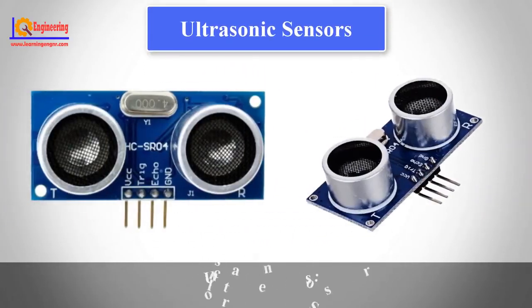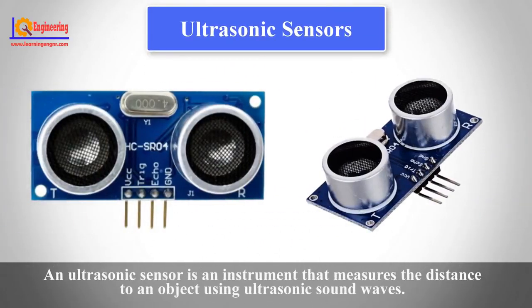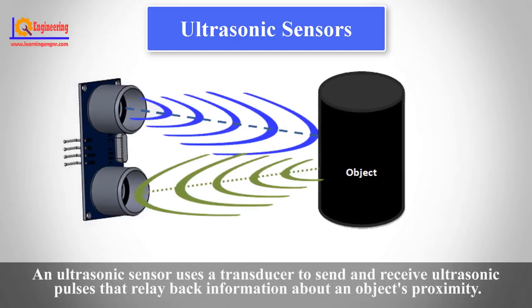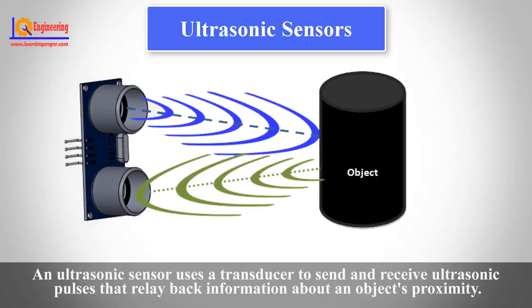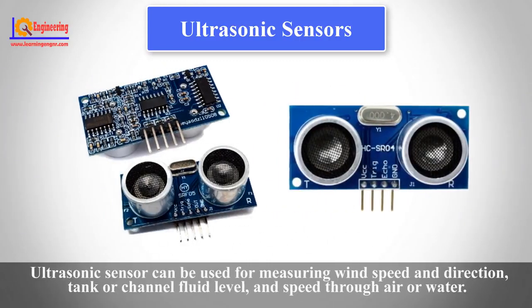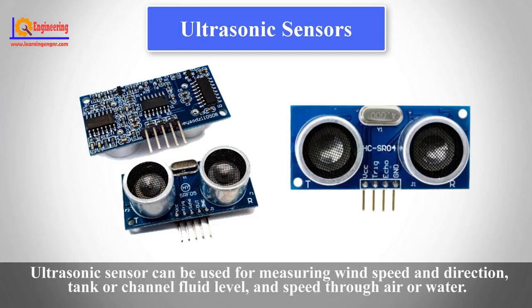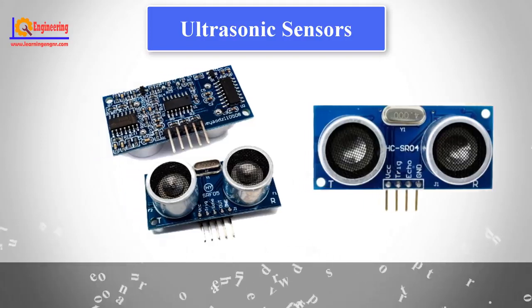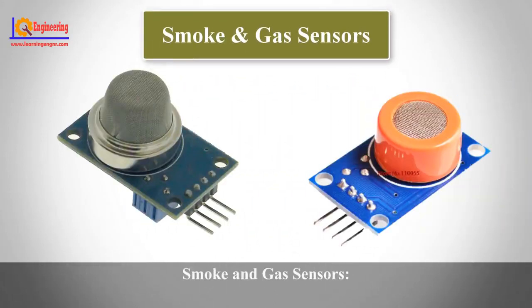Ultrasonic sensors. An ultrasonic sensor is an instrument that measures the distance to an object using ultrasonic sound waves. An ultrasonic sensor uses a transducer to send and receive ultrasonic pulses that relay back information about an object's proximity. Ultrasonic sensors can be used for measuring wind speed and direction, tank or channel fluid level, and speed through air or water.